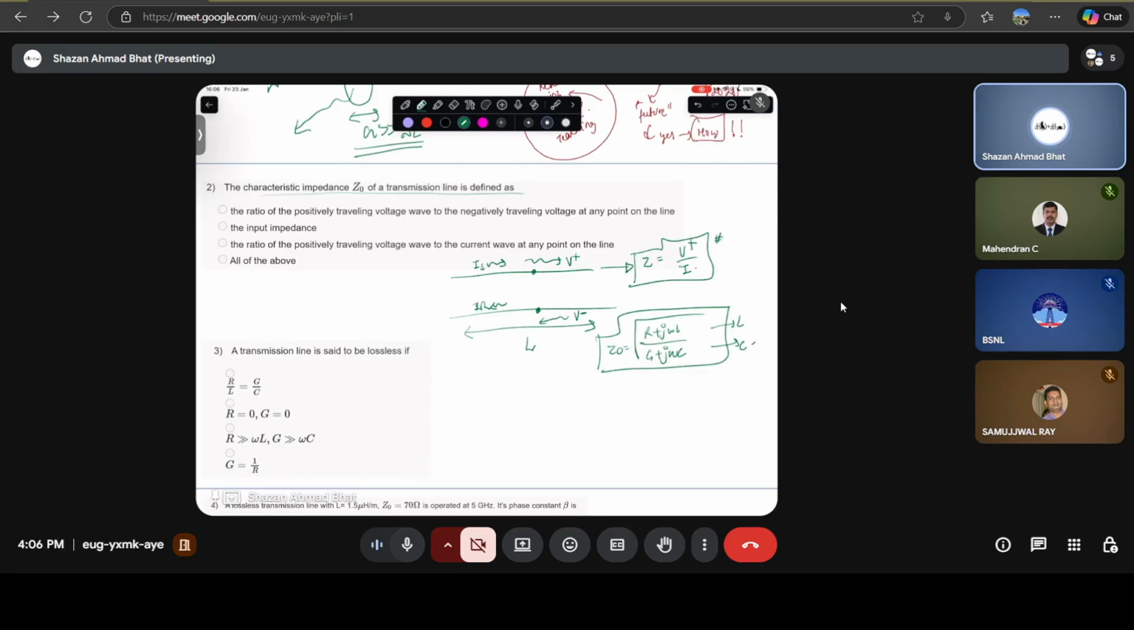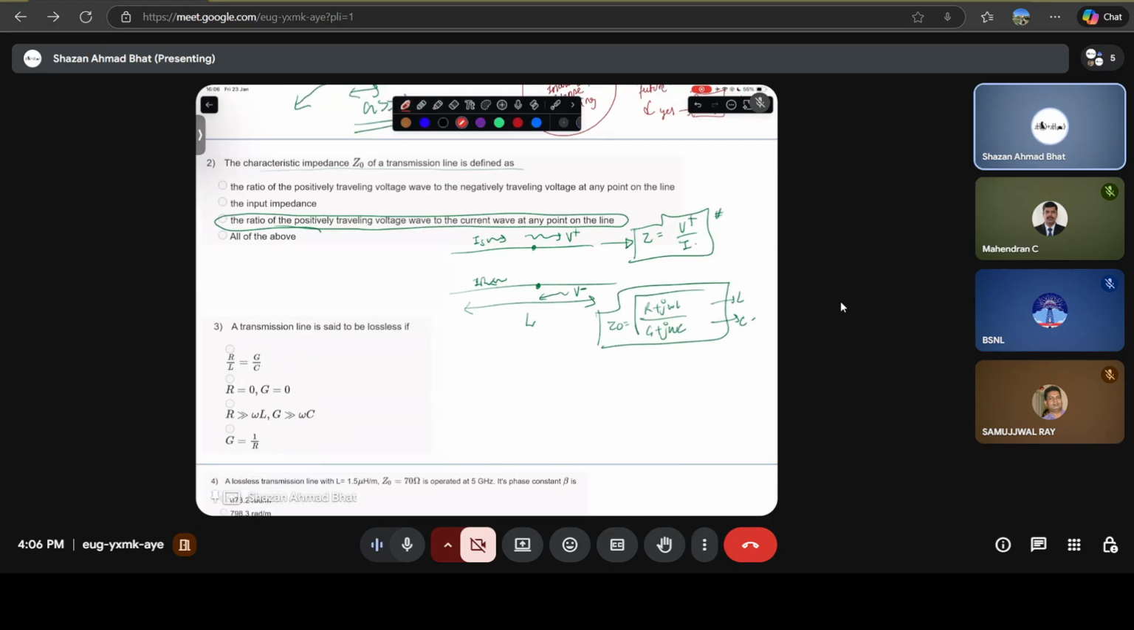That means the ratio of the positively traveling voltage wave to the current wave at any particular point is going to give you the characteristic impedance. Because the current waves flowing like this will also have certain parts going in this direction. Similarly, in the bottom one, there will be certain current directions associated with it. So that's why this particular ratio gives you the characteristic impedance.